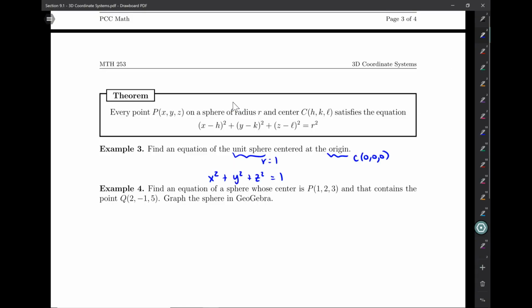Okay. Let's go ahead and look at another sphere, but we're going to have it centered somewhere else. Notice we are not given the radius in this case. It just says the center is this point and the sphere contains this point. The center is (1, 2, 3), a point we've been working with so far, and here's the point Q, (2, -1, 5). The center is represented here by h, k, and l, and we know it contains this point. So the question is, what is the radius if it contains the point (2, -1, 5)?